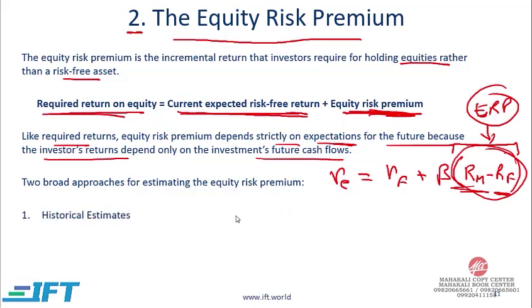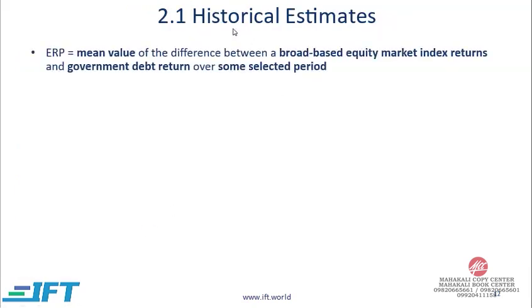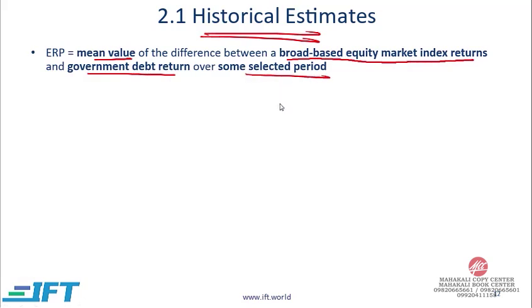So now coming to the two approaches. One is the historical approach for coming up with this number, and very simplistically this will be based on historical market returns and historical bond market or government bond market returns. And then the other approach is a forward-looking approach. Let's start with historical estimates. According to this method, the equity risk premium is equal to the mean value of the difference between a broad-based equity market index return and government debt return over some selected period. It is just a subtraction.